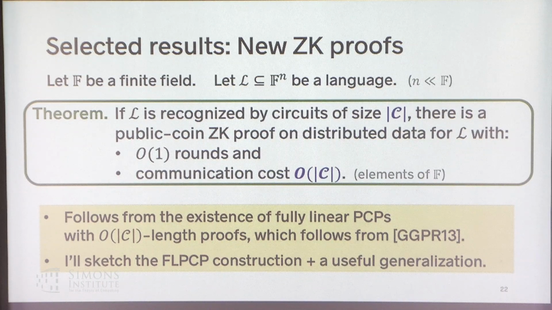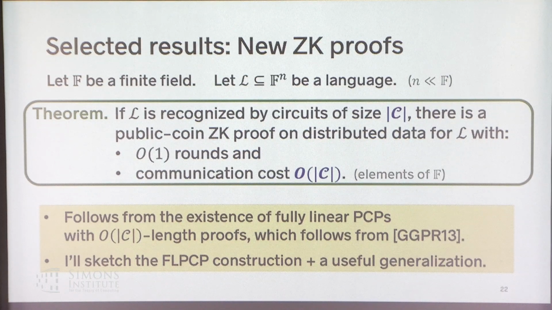But what I want to do is sketch the construction of a fully linear PCP with a linear size proof. Both, if you've never seen a fully linear PCP before, it'll give you some intuition for how we construct them. And second, if you've seen the GGPR linear PCP, I think I'm going to present it in a slightly different way that's amenable to generalizations that we'll need for the next result.